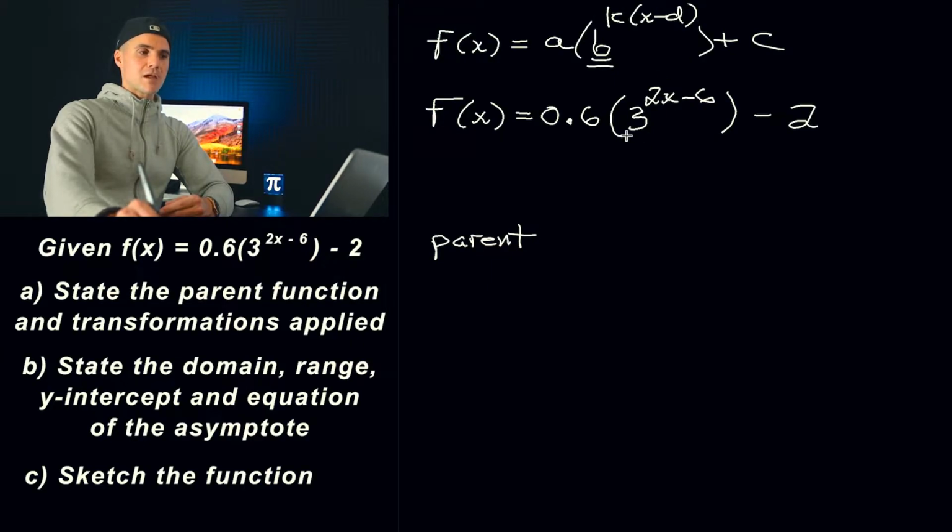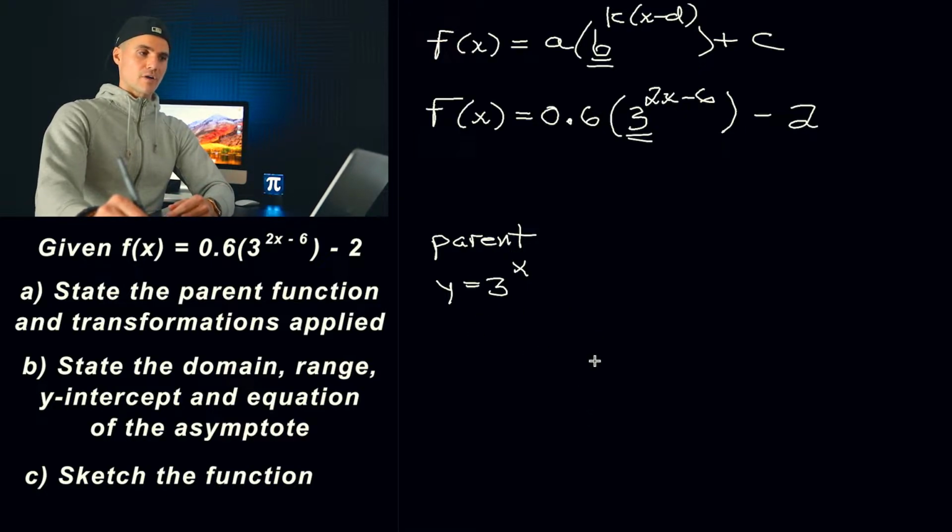So in this case, what's the base? Well, it's 3. So our parent function is going to be, so we're not confusing the f of x here, let's just write y equals 3 to the power of x, right? That's going to be our parent function right there. And then in part A, they're also asking us what are the transformations that are applied. And so what we want to do is we want to get our a value, our k value, our d value, and then our c value.